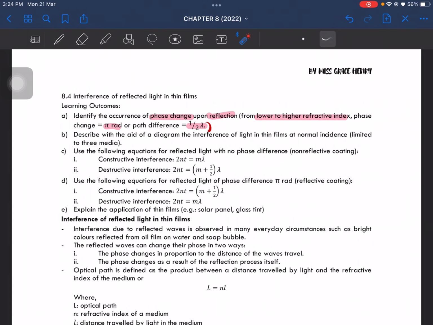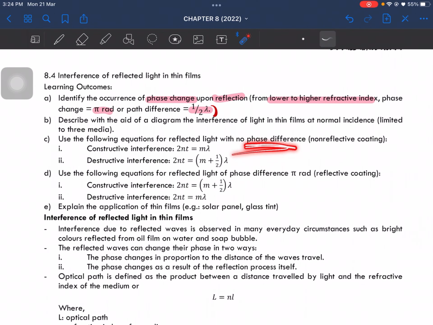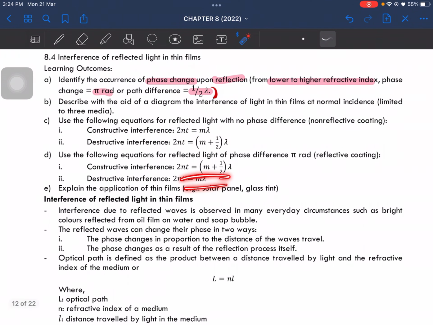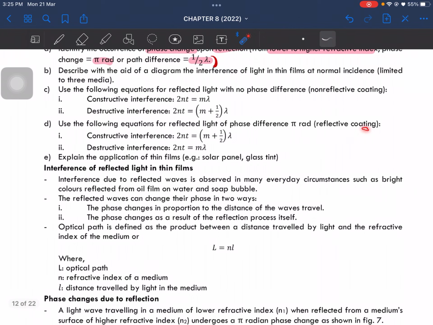You also need to be able to use the following equations with no phase difference, usually for non-reflective coating. So this is for constructive interference, and this is for destructive interference. And then also use these two equations for reflective coating. Lastly, you have to be able to explain the application of thin films. For example, it is used in solar panels and glass tint. Okay, so, interference of reflected light in thin films.